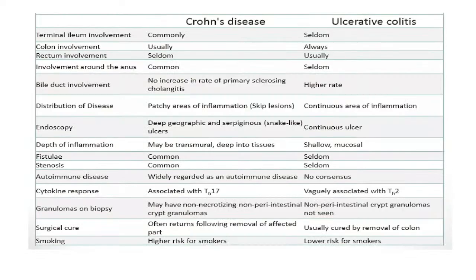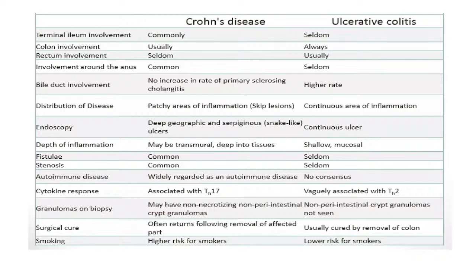Now, how do you differentiate between the two? First and foremost, Crohn's disease can involve any part of the GI tract, most commonly the ileocolic region, while ulcerative colitis mainly involves the colon and the rectum. It spares the anus. Now, terminal ileum involvement is commonly seen in Crohn's disease. In ulcerative colitis, it is seldom seen, while colon involvement in ulcerative colitis is very common. Rectum involvement is seen more in ulcerative colitis. Involvement around the anus is more common in Crohn's disease. So the anus is involved in Crohn's disease more commonly, while the rectum is more commonly involved in UC. Then bile duct involvement has a higher rate in UC.